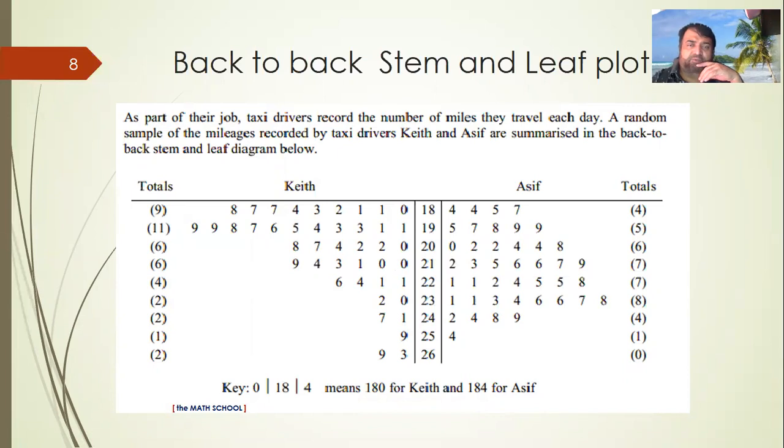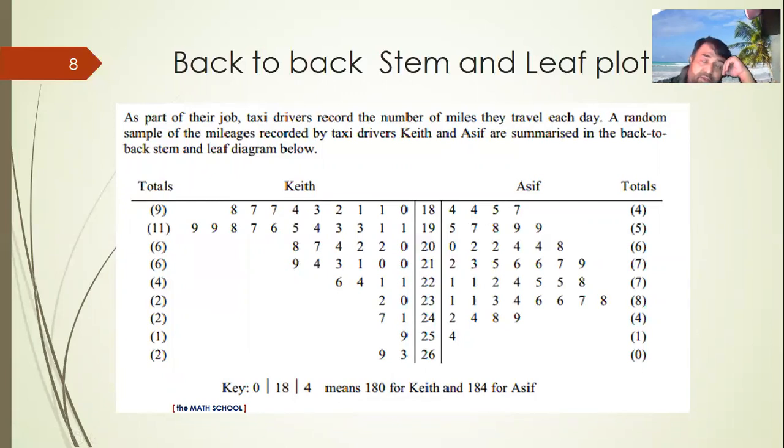So here we are given two taxi drivers, Keith and Asif, and every day in a certain month they drove different miles. Mileage is given for Keith, and also mileage is given for Asif, how much they drove every day. So here, these are placed in the back-to-back stem and leaf. Actually, their data were 3-digit data, I mean hundreds.